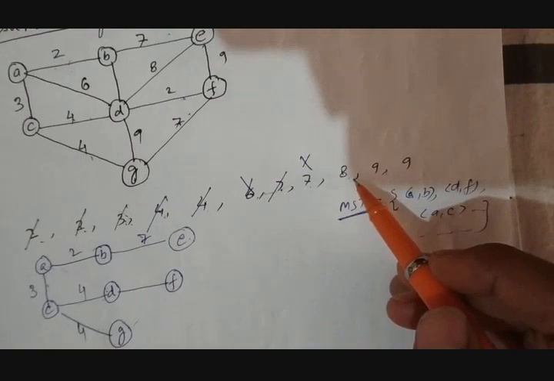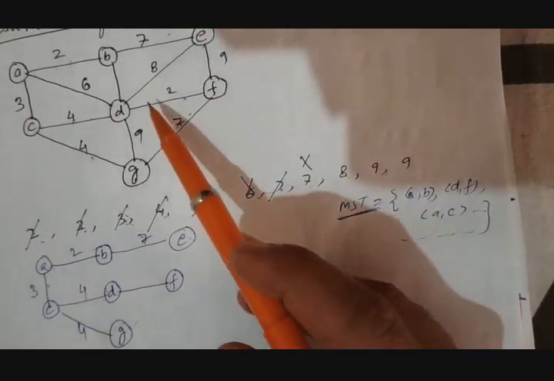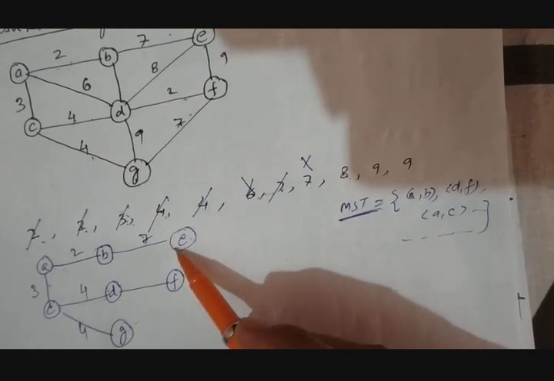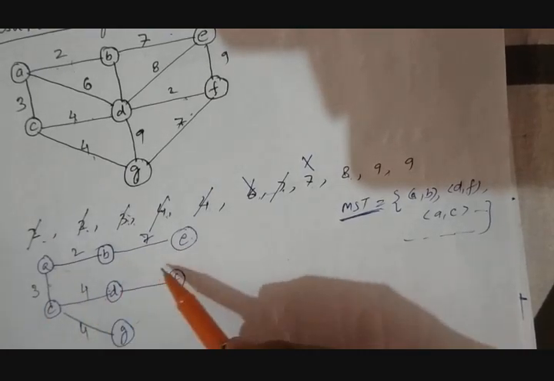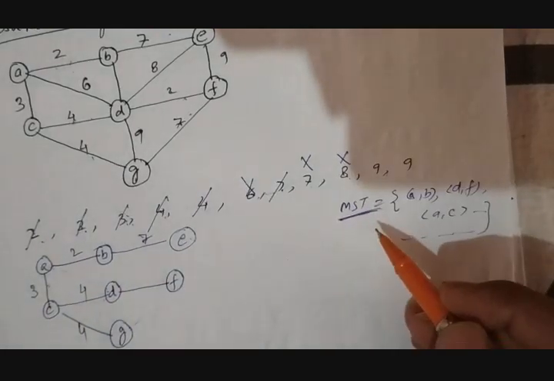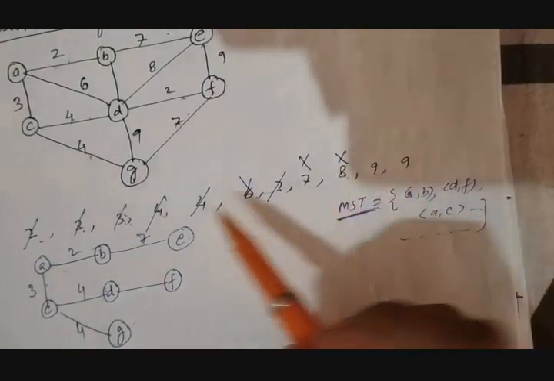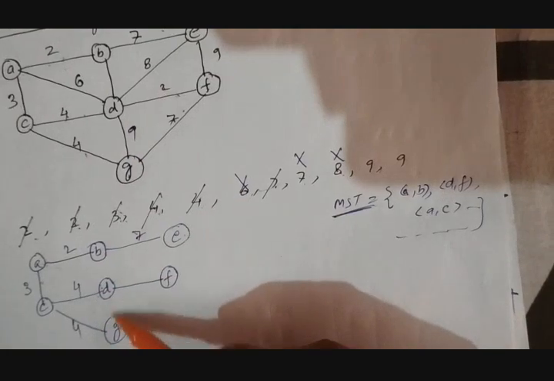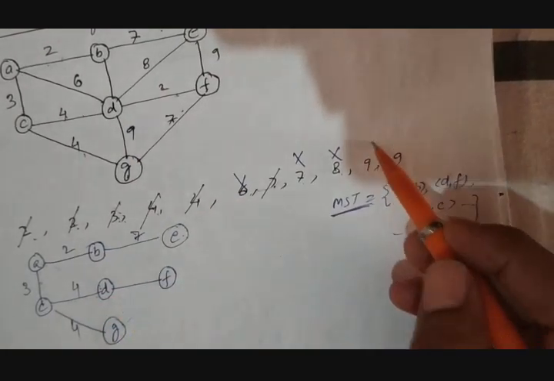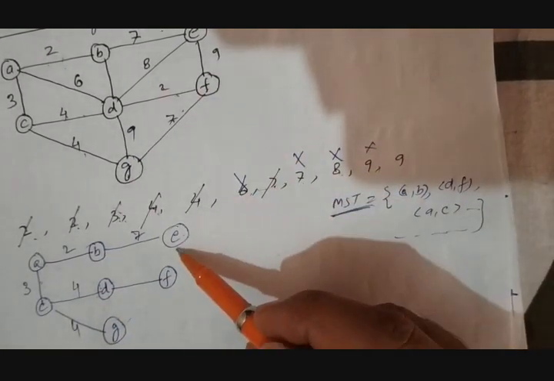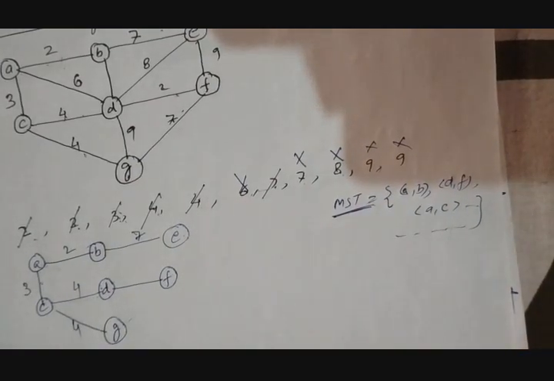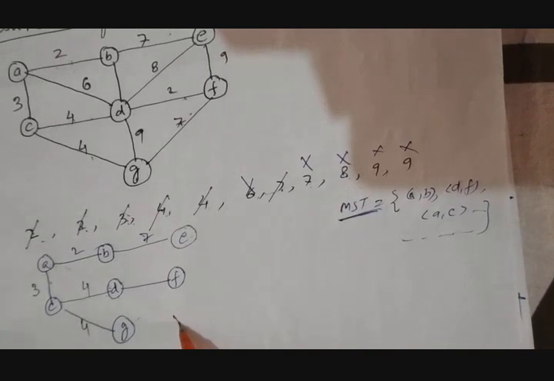Now 8. It is D and E. Can we add this edge D and E? No, because this will make a loop over here. So this will not be considered. Now 9. D and G. Can we add this edge? No, this will make a loop. Next 9, this one. Can we add this edge? No, this will make a loop. Just see here, this is the minimum spanning tree.